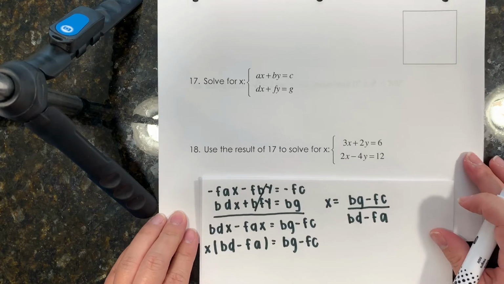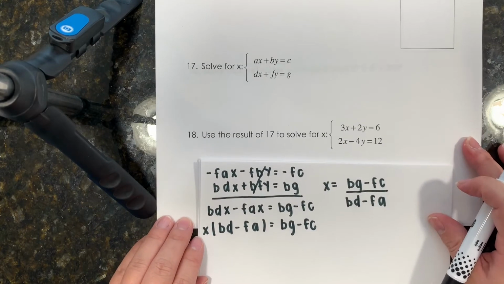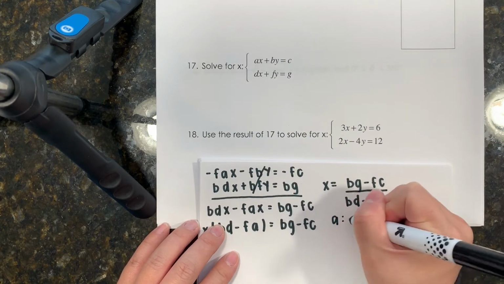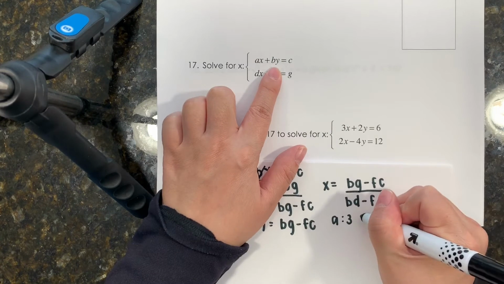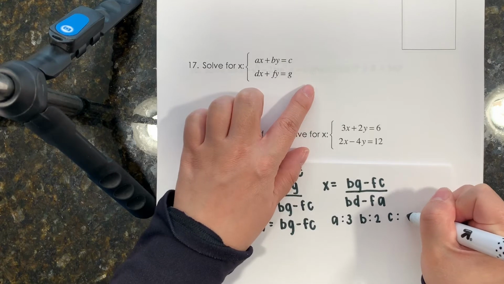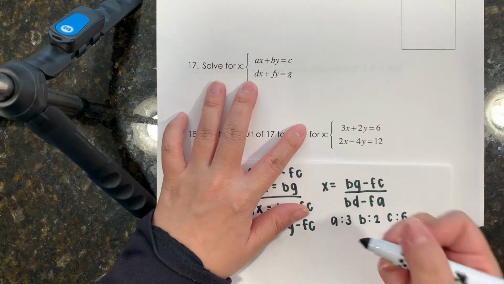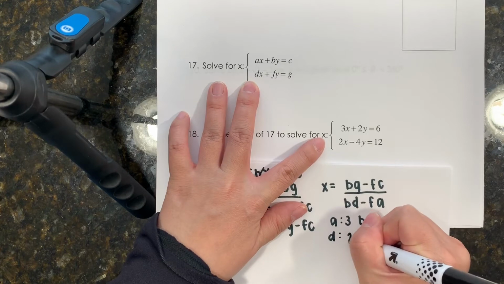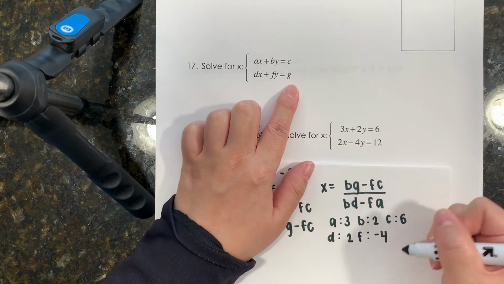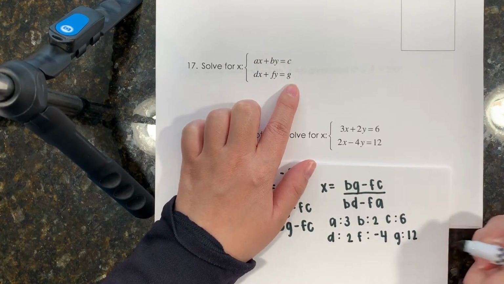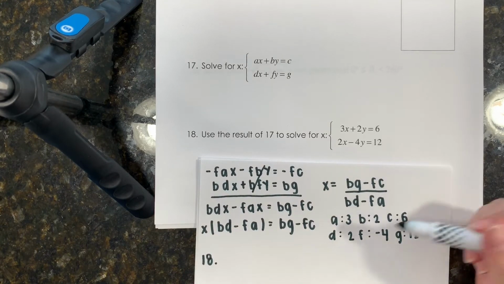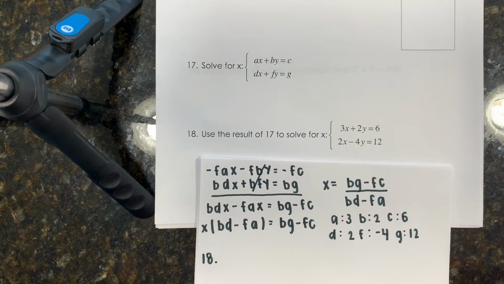And then for number 18, it says use the result of 17. So again, my a is where 3 is, b is 2, and then c is 6. For the second equation, d is 2, f is -4, and then g is 12. So for number 18, all I need to do is plug these numbers into this equation.